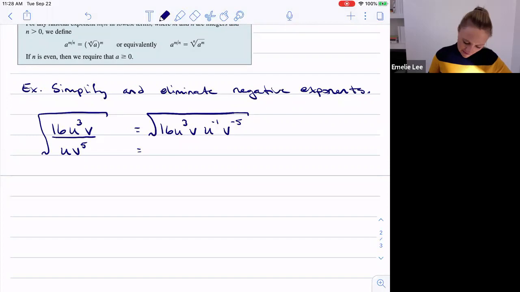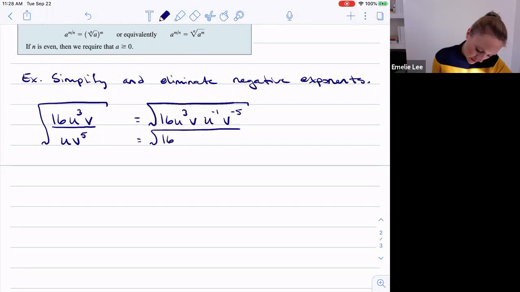So I've got the root of 16, and then I've got u to the 3 plus negative 1, and then v to the power of 1 plus negative 5.